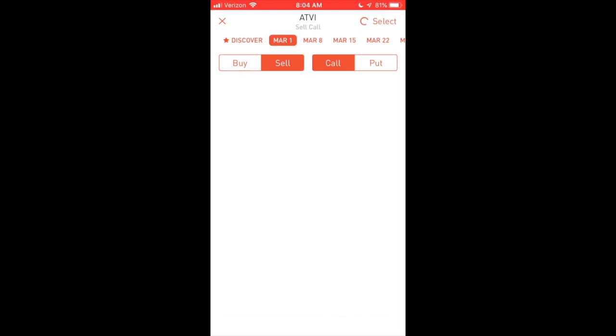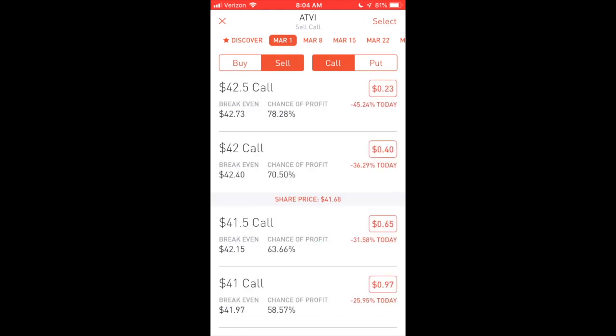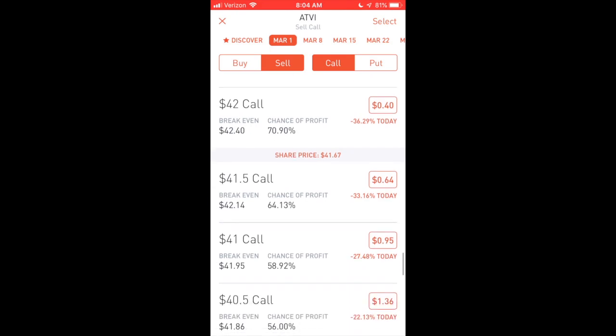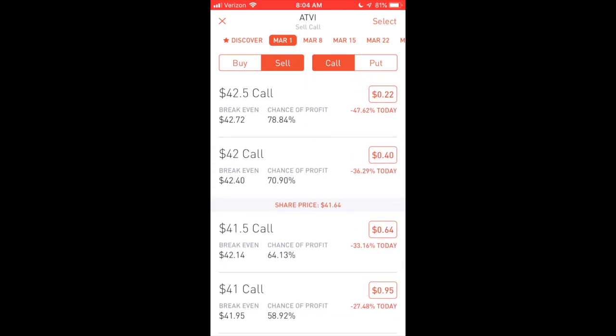If I'm clicking on March 1st here, the first one, you're going to see that it comes up with all this confusing information. Let me break this down for you really quick. Options are basically a speculative trade, which means you're guessing or betting that the stock is going to go up or down in price by March 1st in this case. In the middle of the screen, you can see it says share price at $41.64. That's the current price of the stock. So at this point, you're betting on whether this stock's price is going to be above or below $41.68 on March 1st.